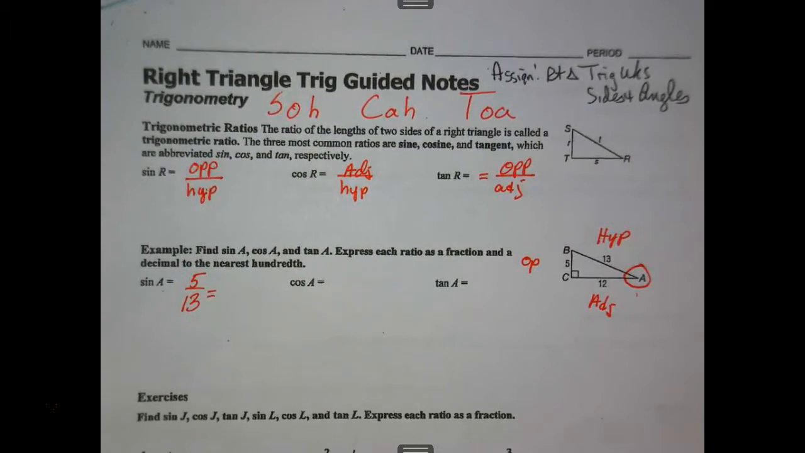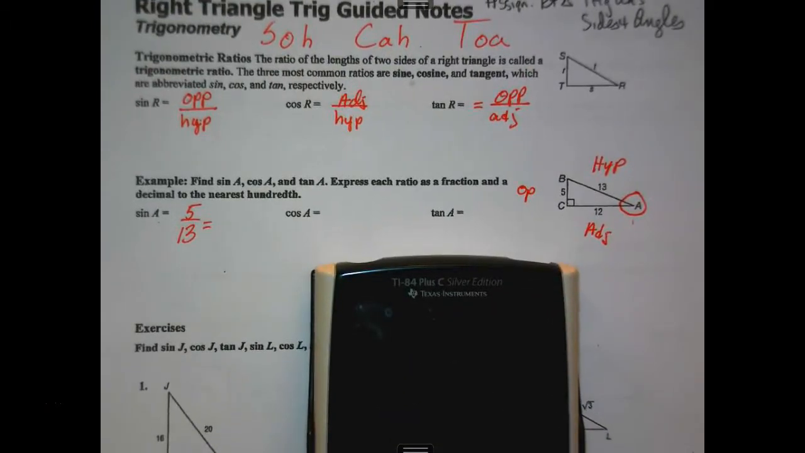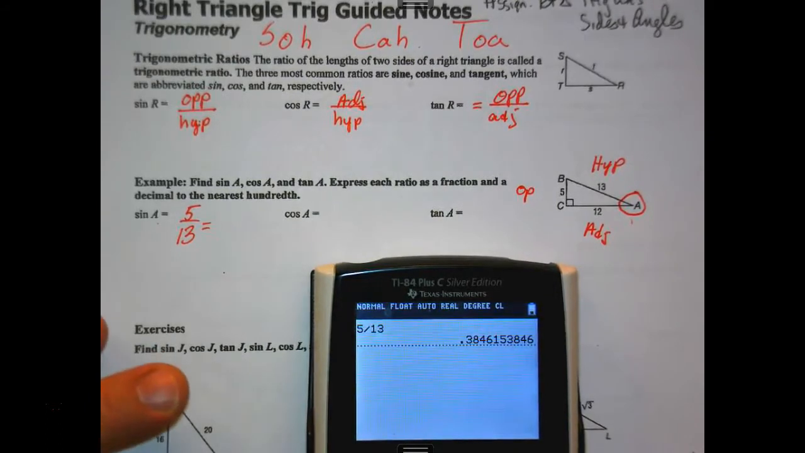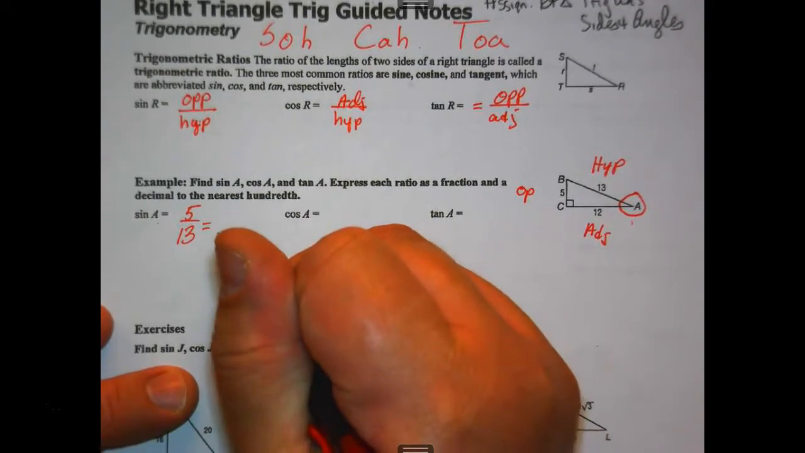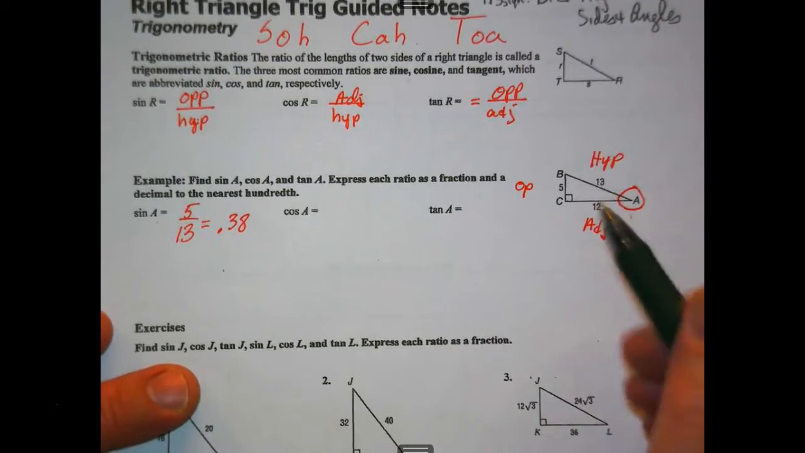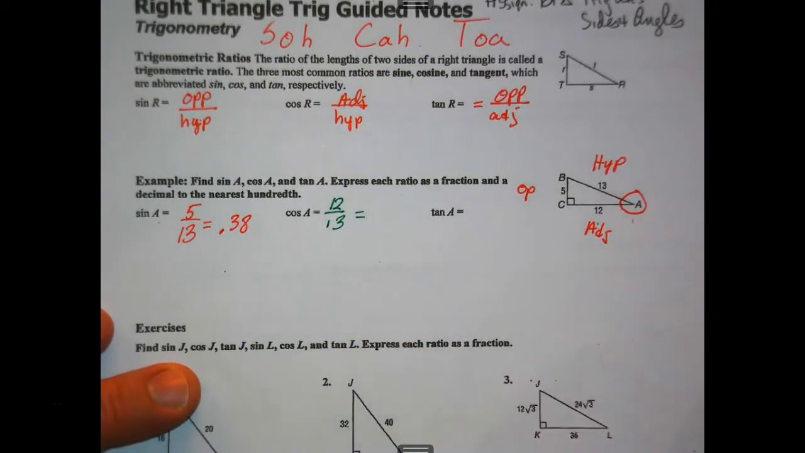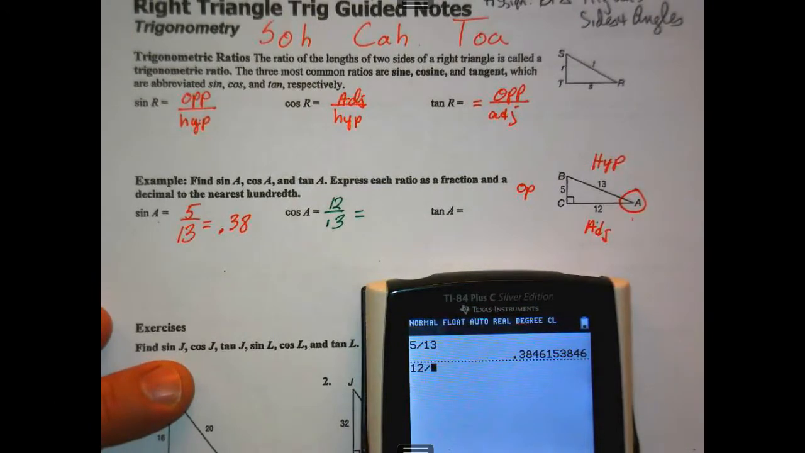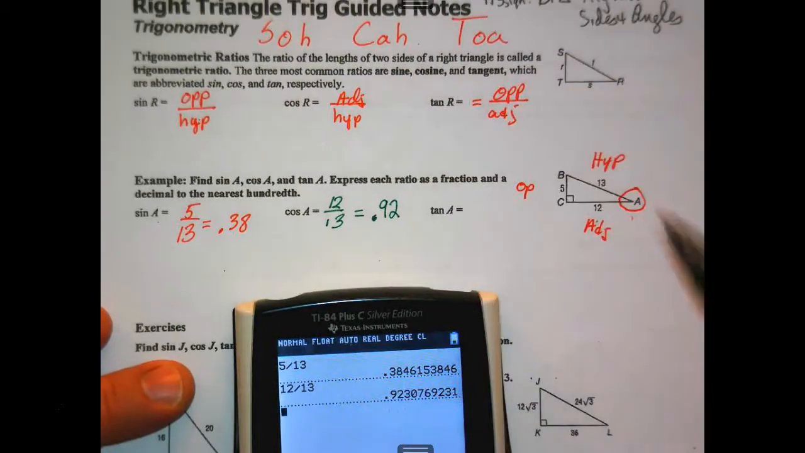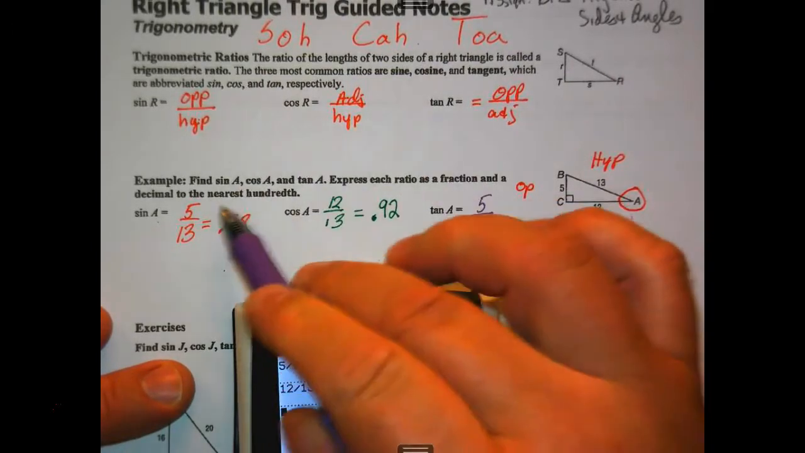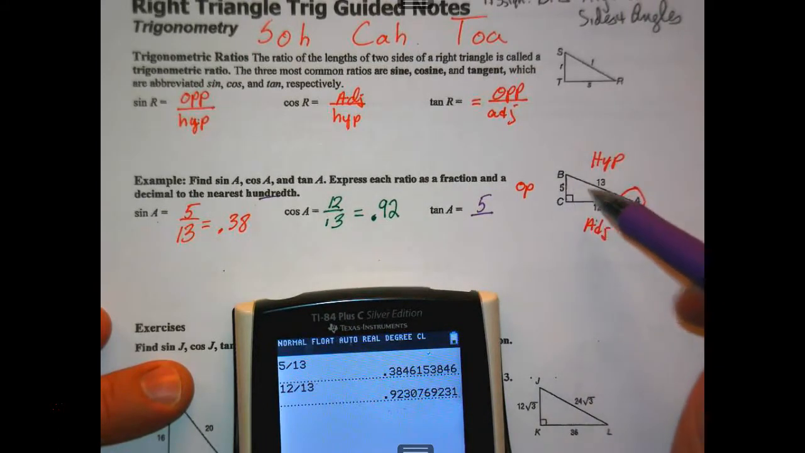And they want that expressed as a decimal. 0.38. Cosine of A is going to be adjacent over hypotenuse. Decimal. And tangent is opposite over adjacent. Opposite over adjacent.